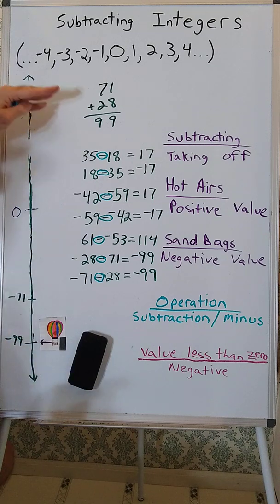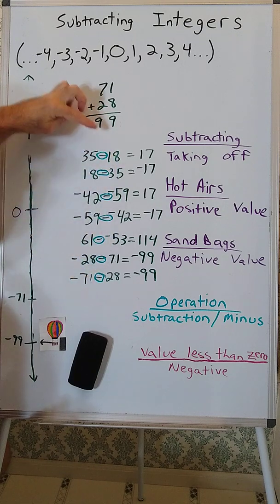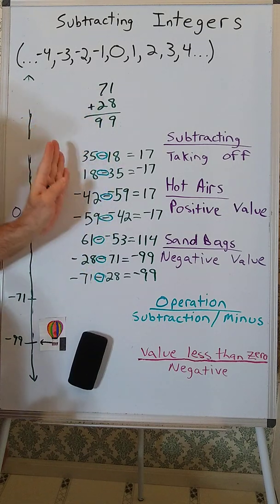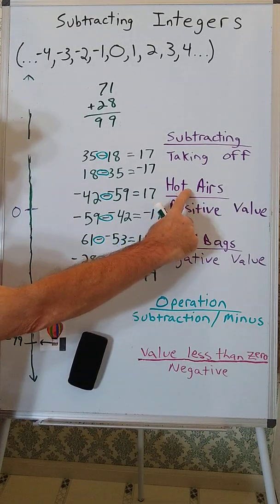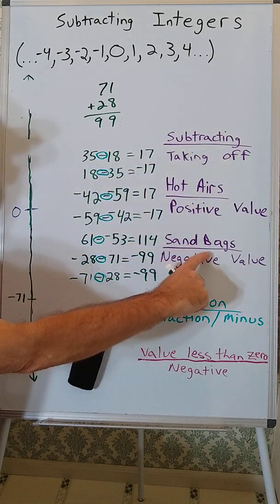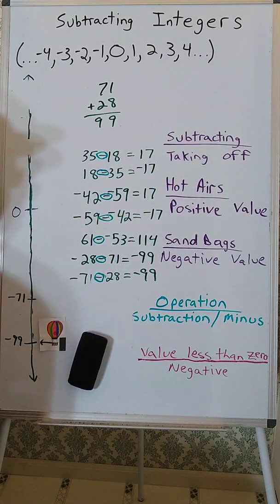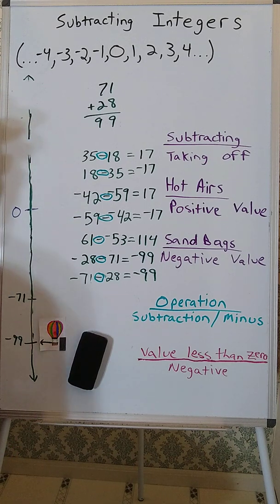Okay, again, focus on the concept. Where does the balloon start? The operation means taking something off the balloon, and then think, okay, what's the number after that? Is it positive or negative? If it's positive, you're taking off hot airs, and the balloon's going to descend. If it's negative, you're taking off sandbags, and the balloon's going to ascend or go up. I think it's most important that you understand and think about the concept, and then when you get to the rule, it will really make sense, and you won't forget it.